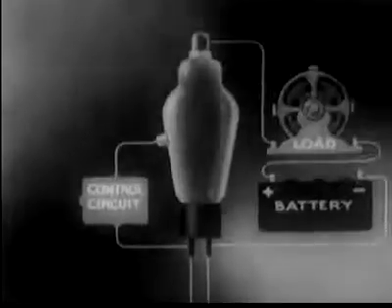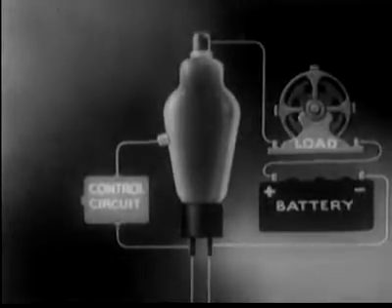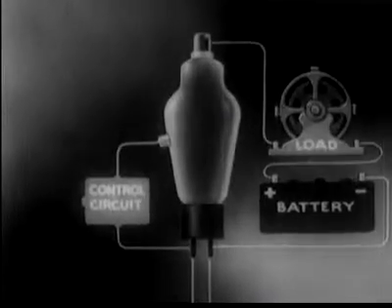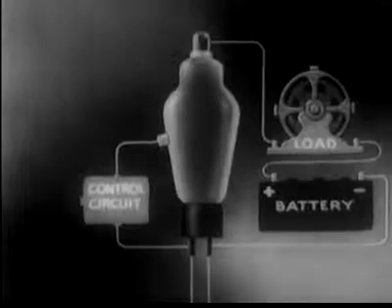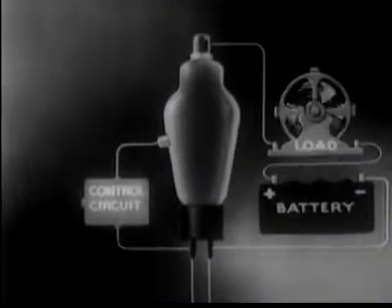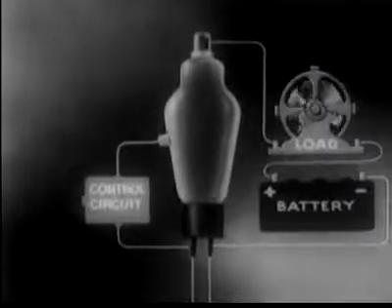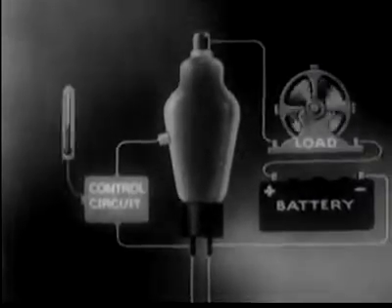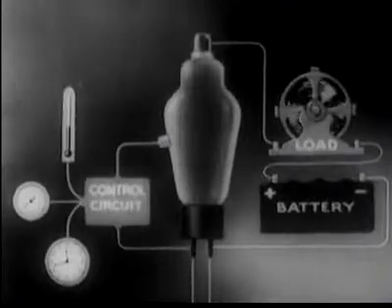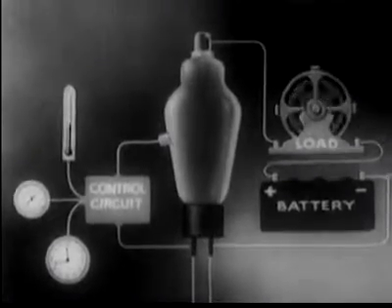This diagram illustrates one of the principal mechanisms of electronic control. We use the grid here not to amplify a weak signal, but to control the flow of power to a machine. To do this, we connect the control circuit in such a way that it becomes a function of temperature, speed, time, or any other variable.